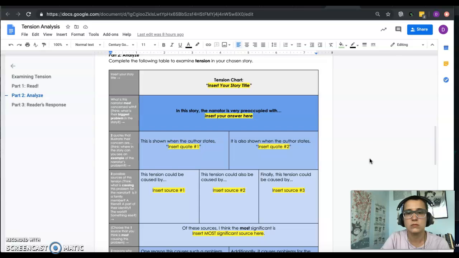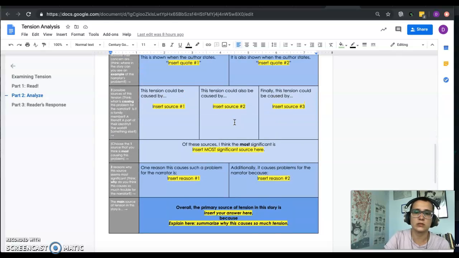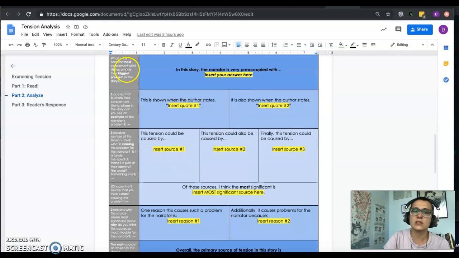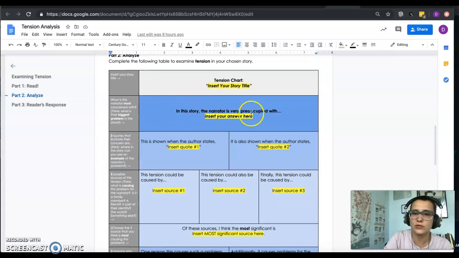Part 2, you will analyze or look into the story by filling out this chart. You notice a lot of words on this side. These words are just here to help. If you know how to fill it in without going a lot into that, you can, okay? But basically your job is to fill in everywhere that you see highlighted, okay?